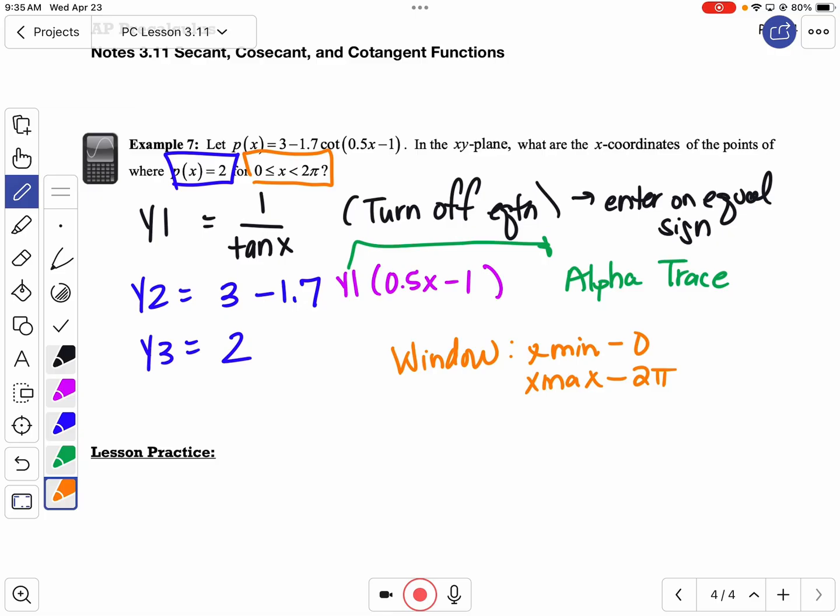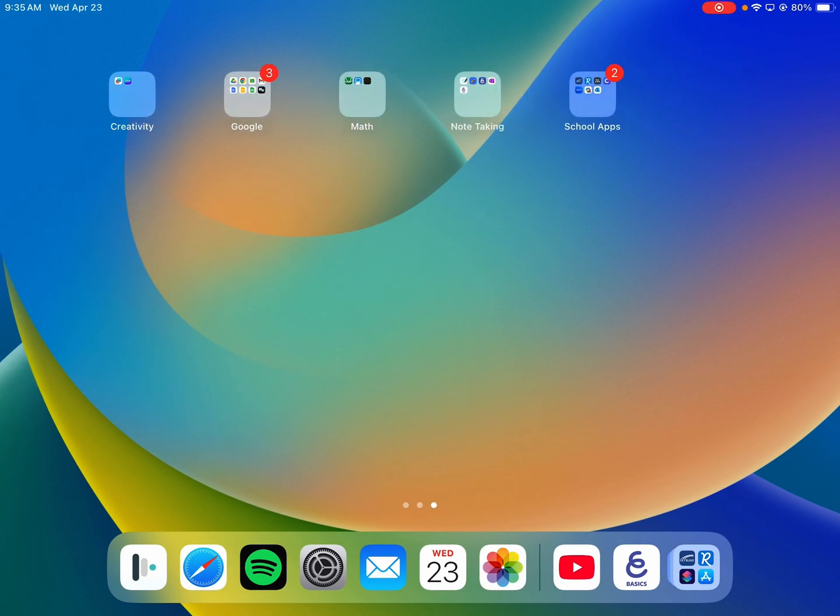I'm going to pull mine up here in just a second. I was just letting everybody get that written down. All right, let me pull my calculator up.